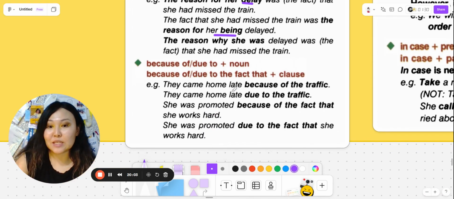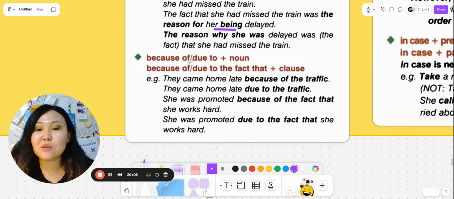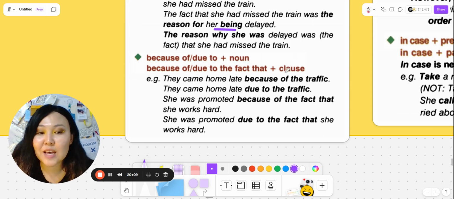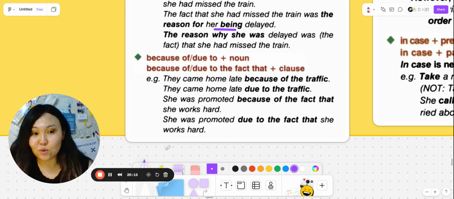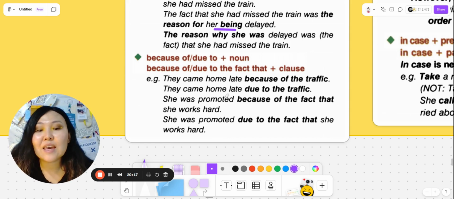Again, we are showing the reason. Because of, due to plus noun; because of, due to the fact that plus clause. They came home late because of the traffic. Yeah, just a noun, because of the traffic. They came home late due to the traffic. Again, due to and noun, why it happened.